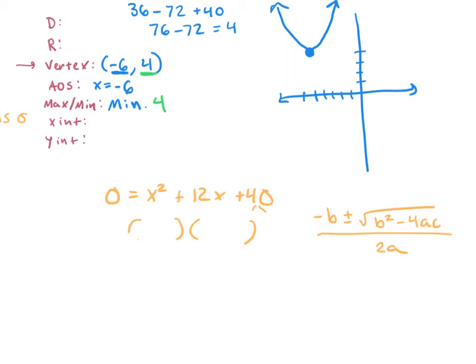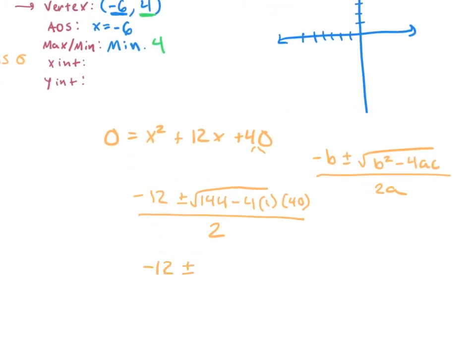Yes. So then we just plug in our a, b, and c. So we have -12 plus or minus the square root. B squared is 144 minus 4 times 1 times 40, over 2a. So -12 plus or minus 144 minus 40 times 4 would be 160, over 2 times a, which is 1, so just 2.